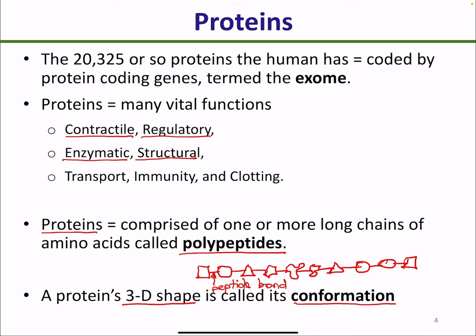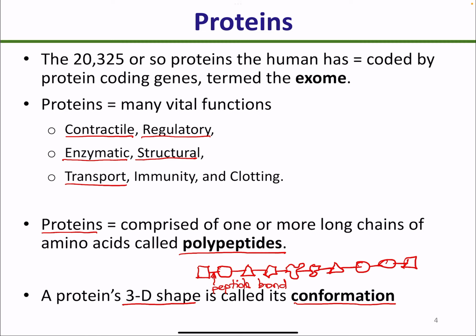Then you have some that are going to play the role of transporters, right? Now, the transporters, if we think, for instance, of oxygen that we breathe in, hemoglobin is going to catch that oxygen and carry it through the body, right? Now, hemoglobin is not the only protein that does transport. You have many other proteins that do transport.